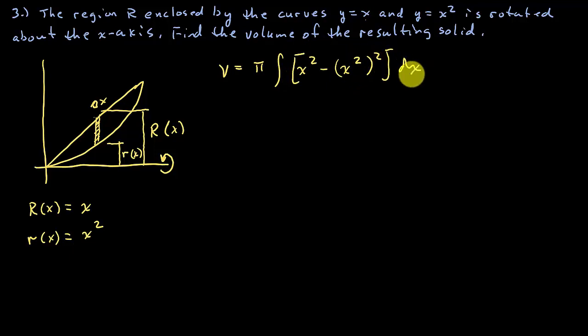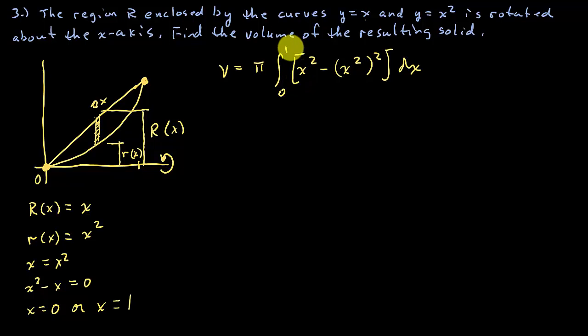And then times dx. All right, now I need the limits on my integral. Well, I'm integrating from here to here. I know this is 0, but now I need this x value. How can I do that? If I take the two functions, x and x squared, and set them equal to each other, I can solve for x. You can see that's going to be x equals 0 or x equals 1. Factor out an x, solve it. You know how to do that. So that's 0 to 1.